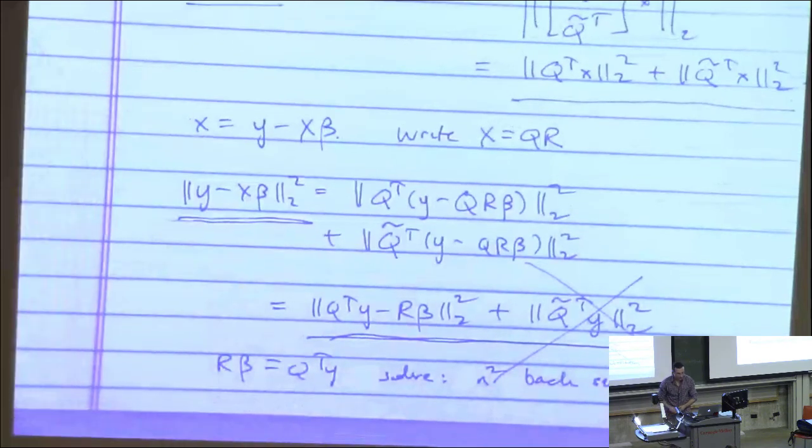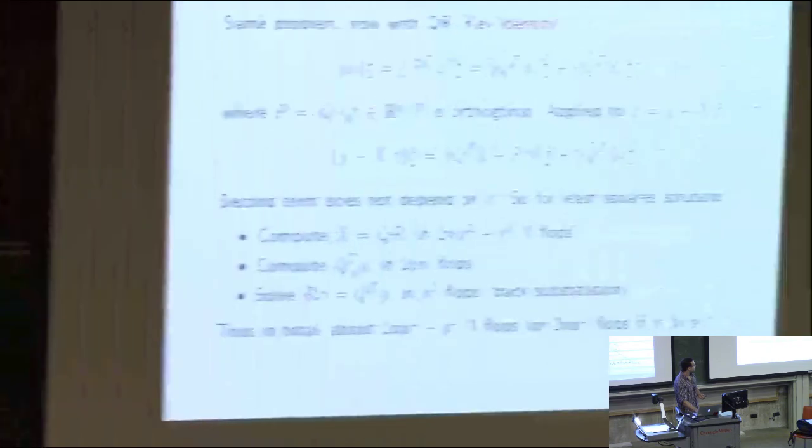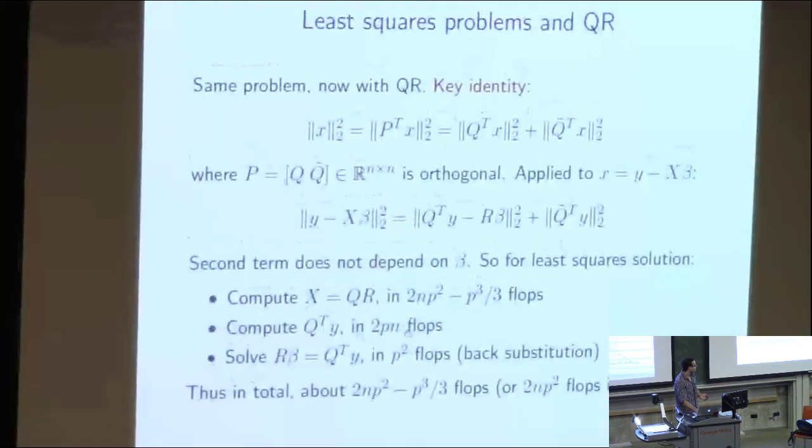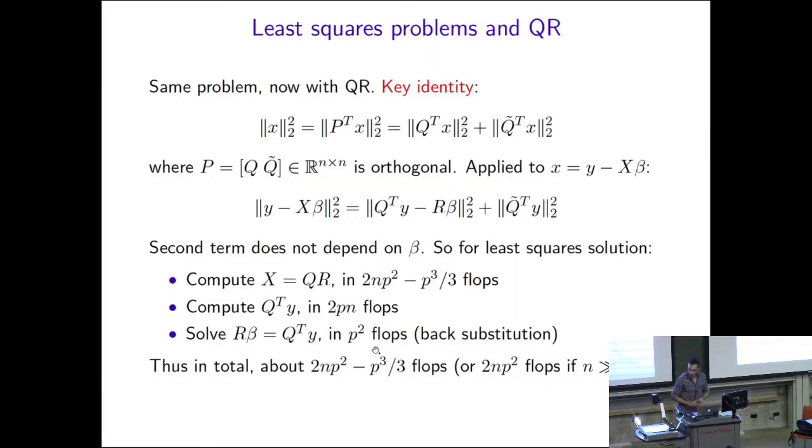So let's recap. We had to compute the QR decomposition. That was n times p squared, a little cheaper than that. We had to compute the inner product Q transpose y. That was just np. And we had to solve this linear system, R beta equals Q transpose y. And that just cost, beta is, of course, p-dimensional, p squared, by back substitution. Was there a question somewhere?